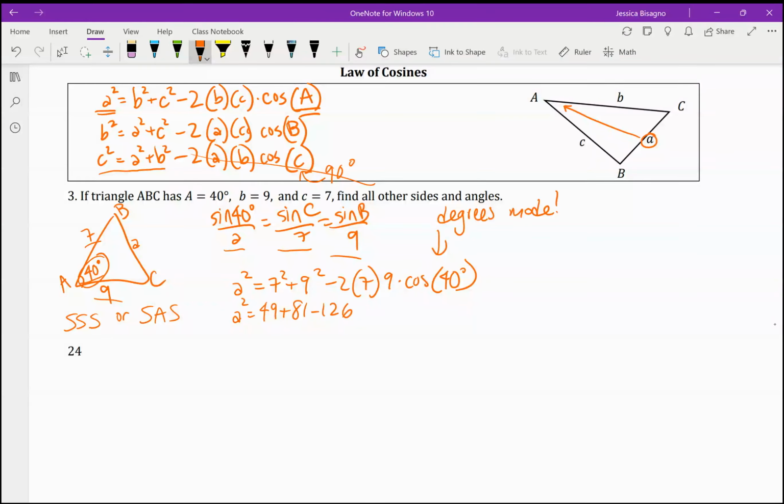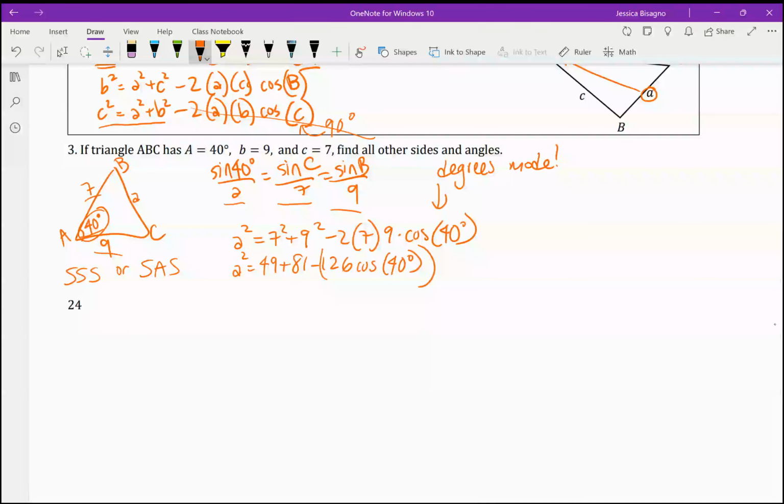Right, 2 times 63, 126. Cosine 40. Just make sure that you enter it as is. So I do 49 plus 81 minus 126 times cosine of 40. Do not do these 3 numbers first. Make sure that you have the 126 attached to the cosine of 40, because remember PEMDAS, the multiplication comes before you add or subtract. And then I would just take the square root, right? And then I would get A is equal to the square root of that.